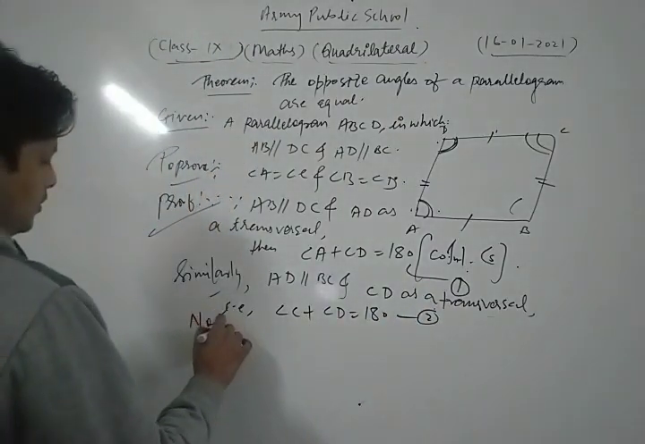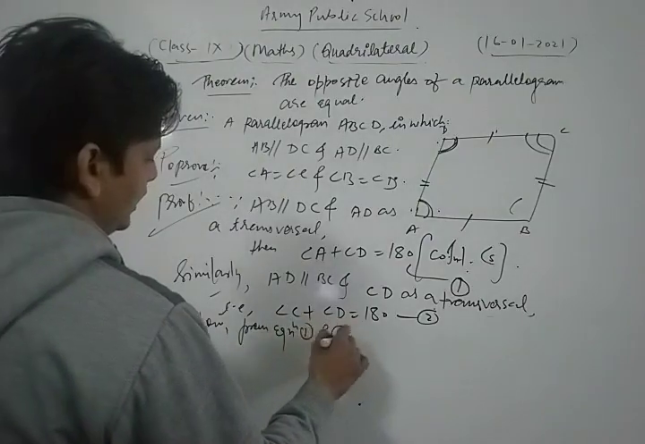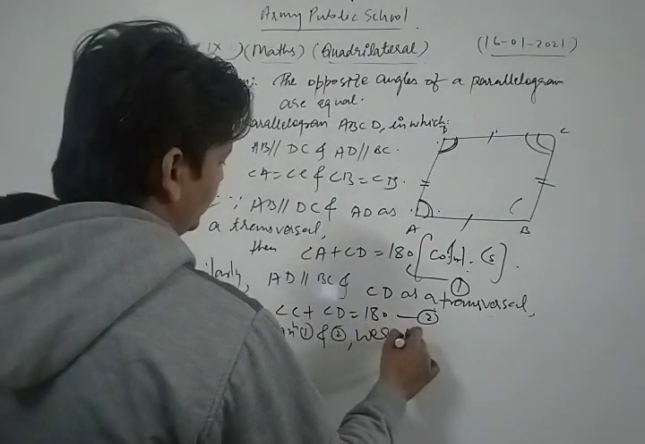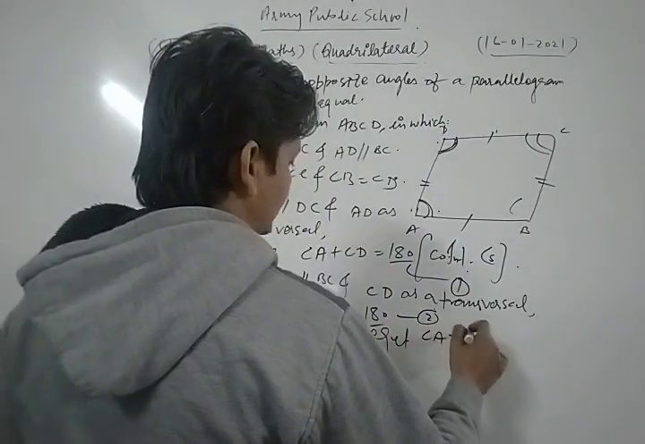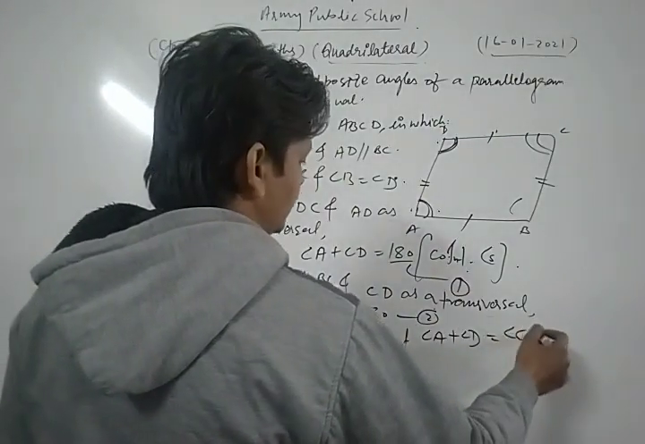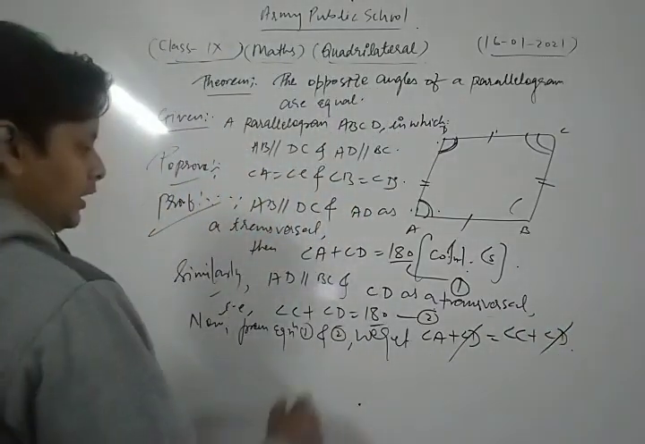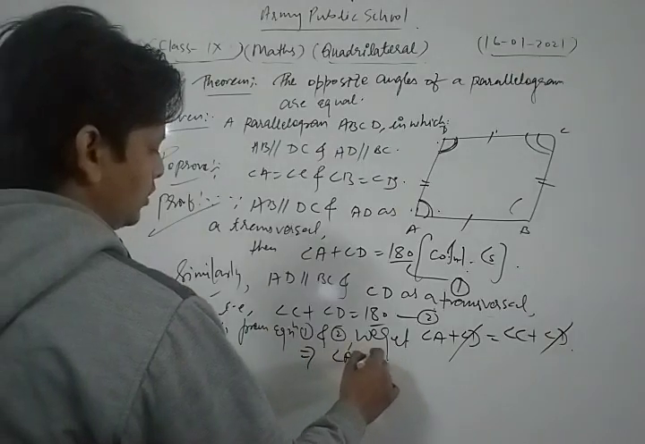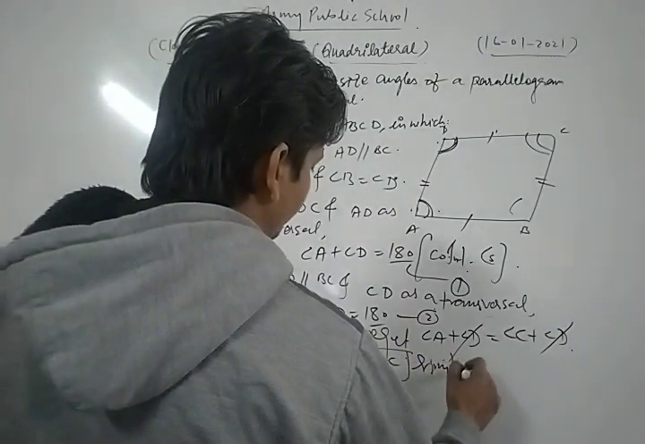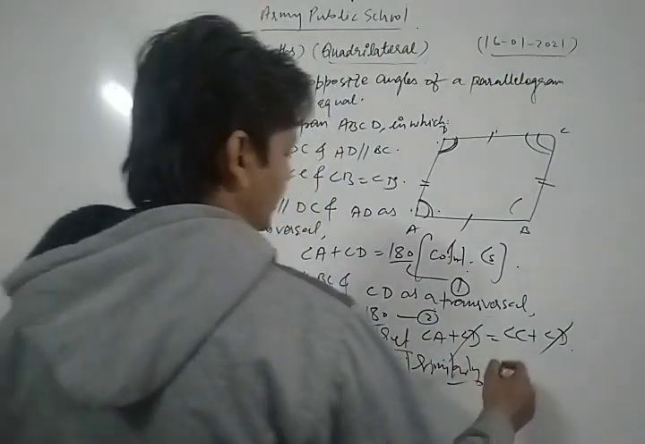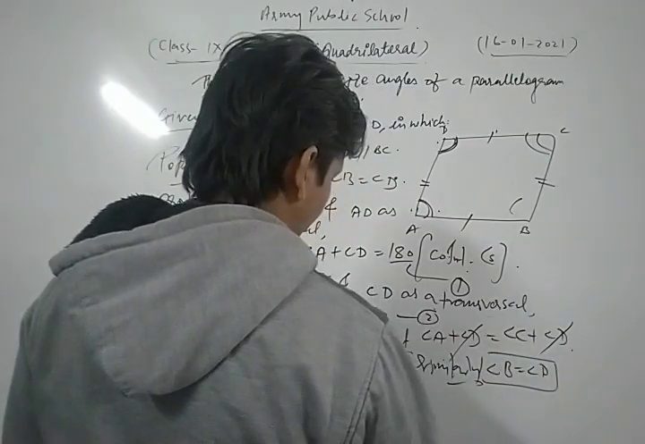Now from equation 1 and 2, we get both are equal to 180, so we can write angle A plus angle D is the same as angle C plus angle D. So angle D gets cancelled on both sides. Thus we get angle A is equal to angle C. Similarly we can prove angle B is equal to angle D. Hence proved.